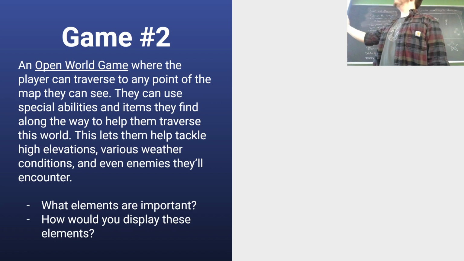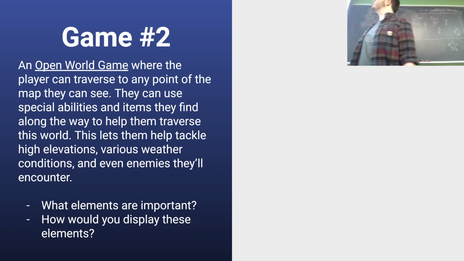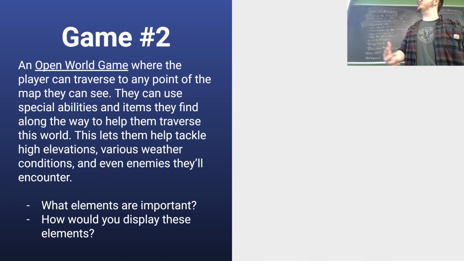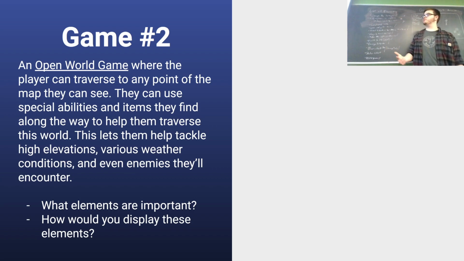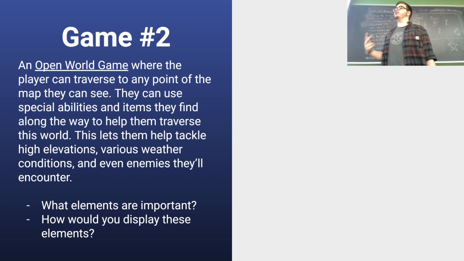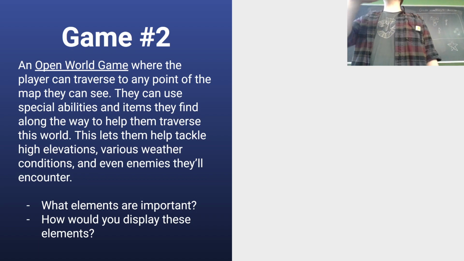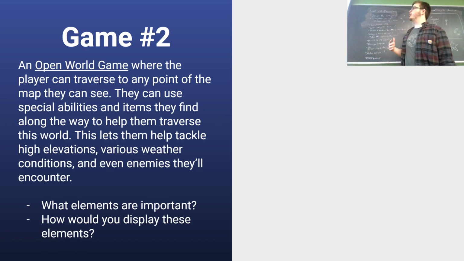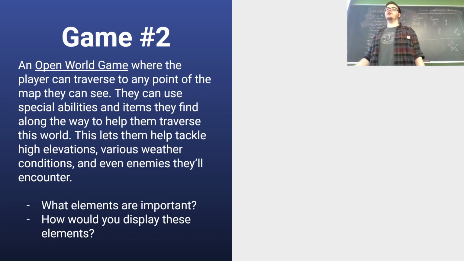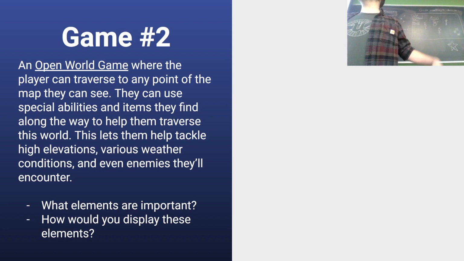So, our second game is an open world game where the player can traverse to any point of the map they see. They can use special abilities and items they find along the way to help them traverse the world. This lets them tackle high elevations, various weather conditions, and even other enemies they'll encounter. So, if you know the game, don't say it. With this in mind, on your own, curate a list of things you think are important and draw your mock-up. And then we're going to come back as a group.